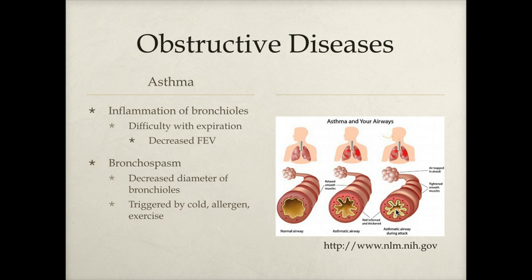Asthma is typically treated with bronchodilators. These are usually delivered, or always delivered, in the form of an inhaler, where someone inhales bronchodilators that help relax that smooth muscle and open the airways a bit. And then the inflammation is often treated with anti-inflammatory drugs.